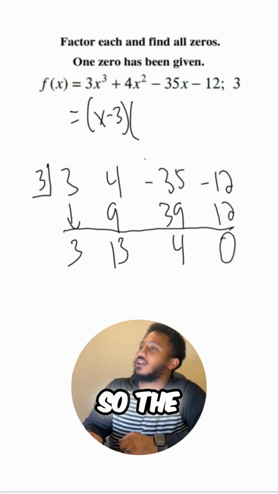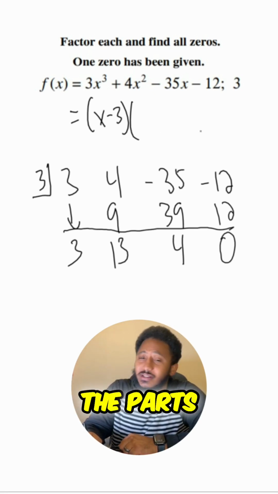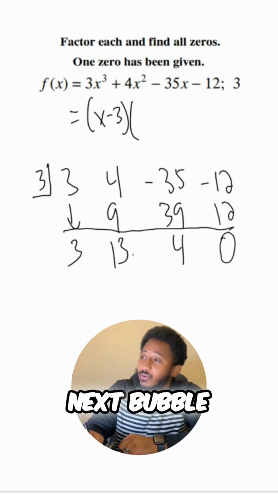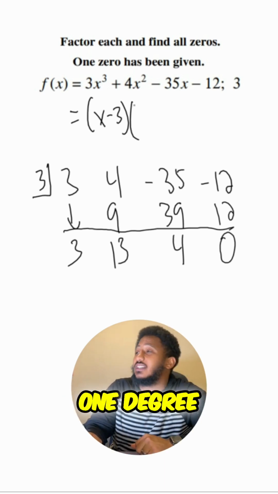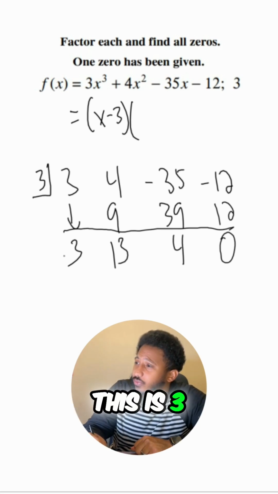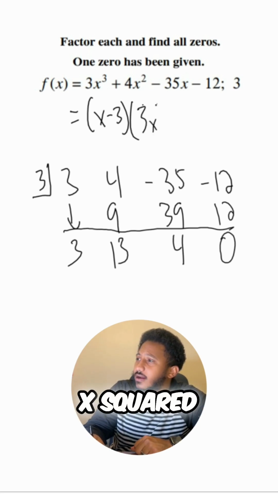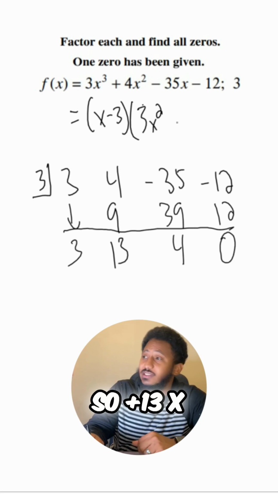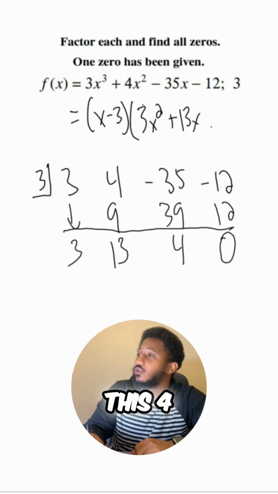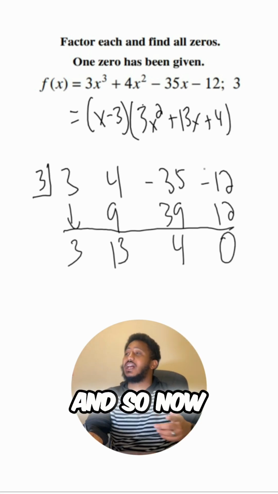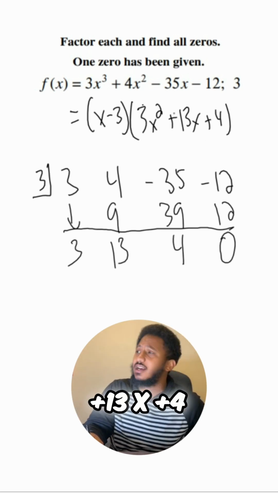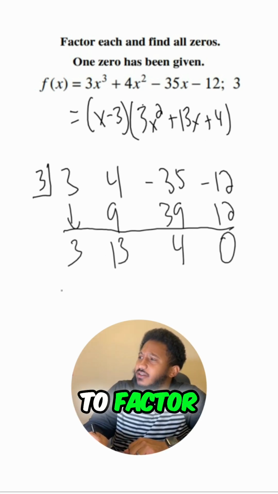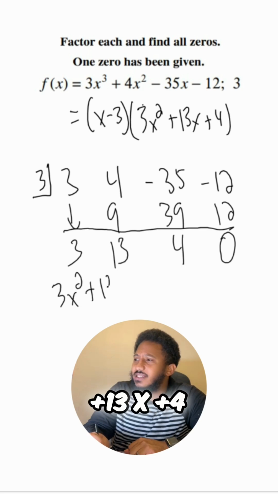So the remaining parts, the parts that are inside this next bubble, will be the 3, 13, and 4. This was a 3x cubed, so it goes down 1 degree. In other words, this 3 is 3x squared, this 13 is plus 13x, and this 4 is plus 4. Okay, got it. And now we need to factor this further. So now we're worried about factoring 3x squared plus 13x plus 4. Let's try it.